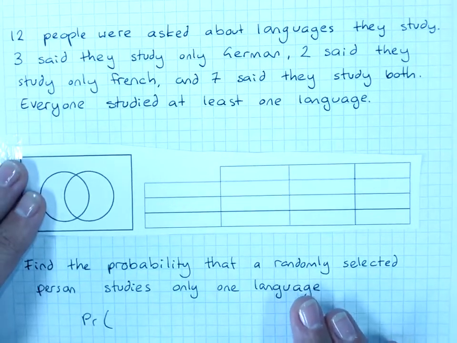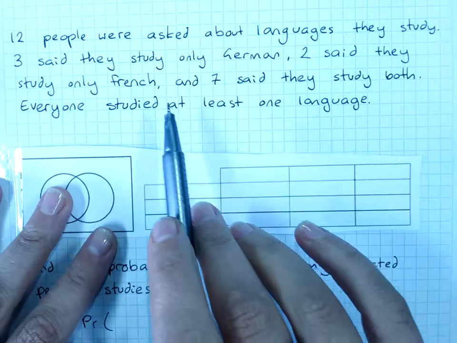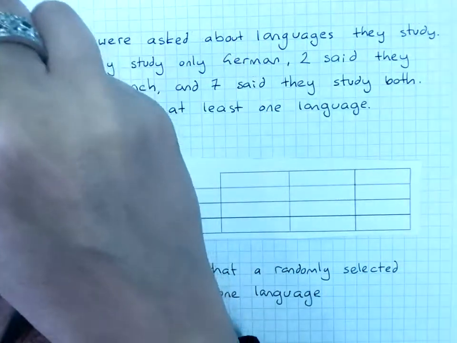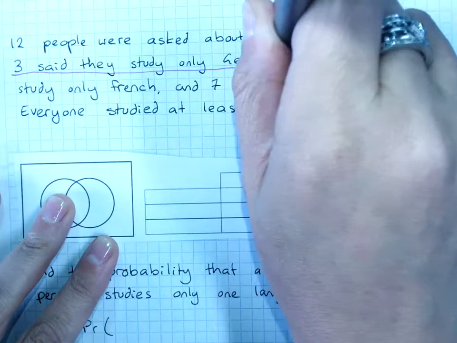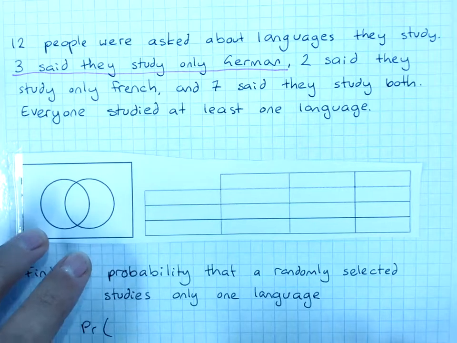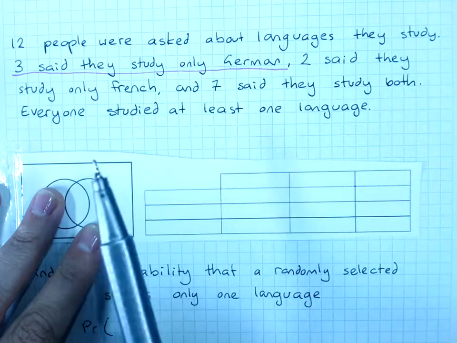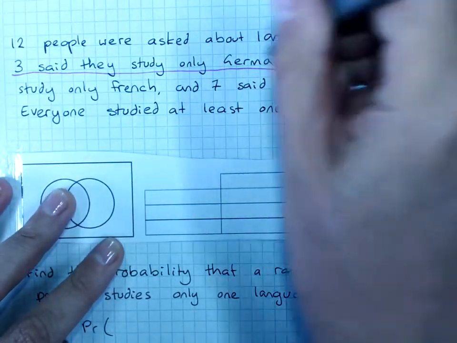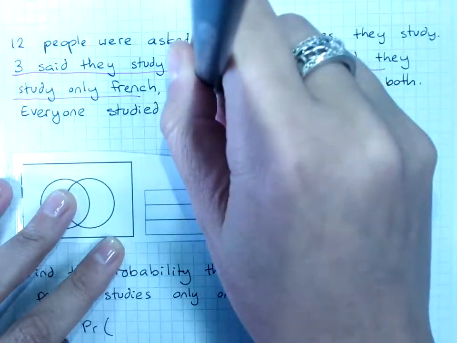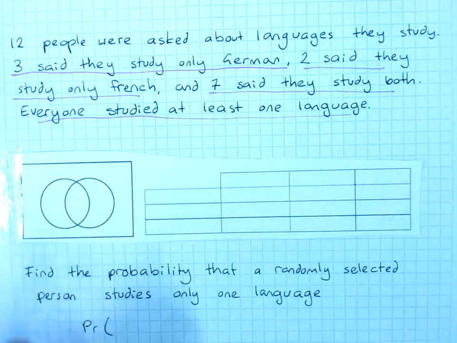12 people were asked about languages they study. 3 said they study only German. 2 said they study only French, and 7 said they study both. Now this is getting tricky. These are not totals. 3 said they study only German. So it wasn't that I said who studies German, and everyone put their hand up who studies German. 3 people said I only study German. 2 people said they study only French, and 7 said they study both. Everyone studied at least one language.